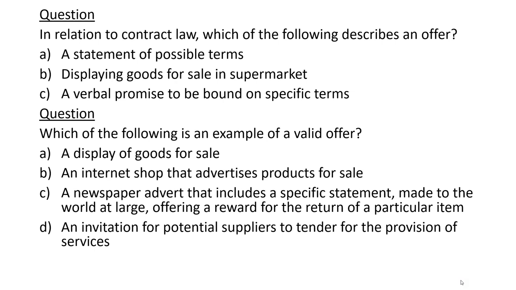As I told you, advertisements are mostly invitations to treat. But if there is an advertisement in which no further negotiations are intended, then that becomes an offer. So in option C, it is telling you a newspaper advert that includes a specific statement made to the world at large, offering a reward for the return of a particular item. It means there is an offer for everyone. Whoever fulfills this offer will be rewarded, and there is no further negotiation and no further communication intended.